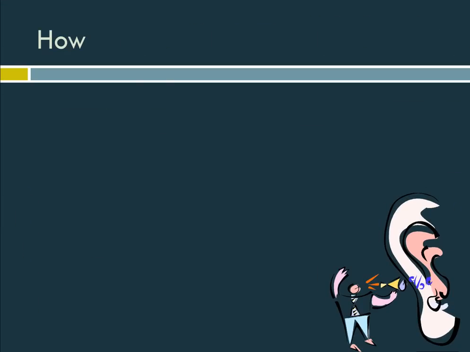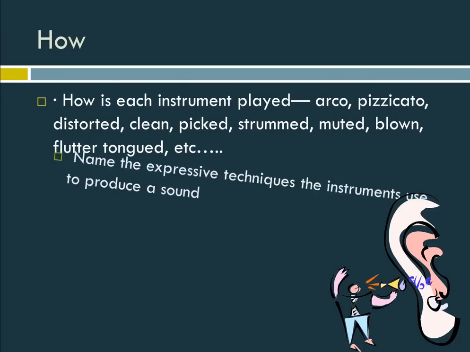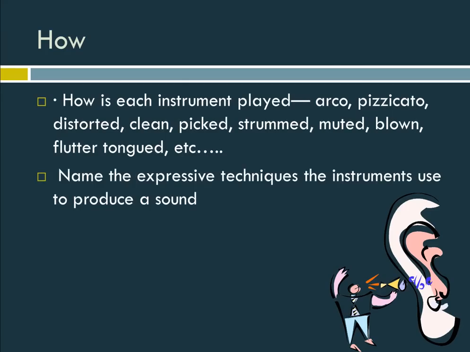And the last bit is how. How is each instrument played? Is it arco, pizzicato, distorted, clean, picked, strummed, muted, blown, flutter-tongued, etc.? You need to be able to name every expressive technique the instruments use to produce a sound. And this is where it comes in handy if you know your own instrument really well and know other instruments. And there's our little ear.